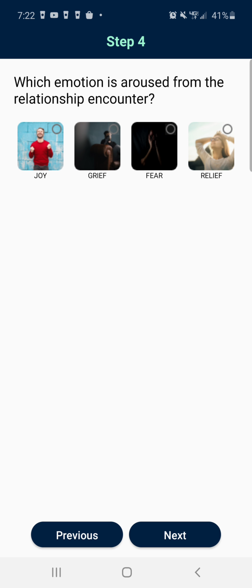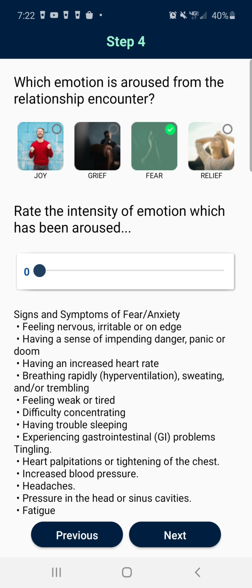The next step is, again, what emotion is being aroused? Well, he has grief and fear. Let's say he has a lot of fear because he can't afford the financial situation. So let's say his fear, which is anxiety or dread, is basically almost a 7 out of 10. So he rates that there.